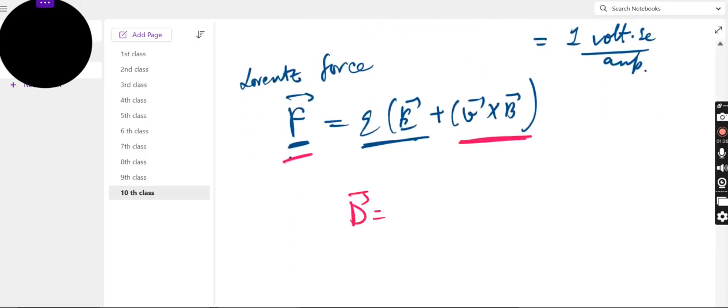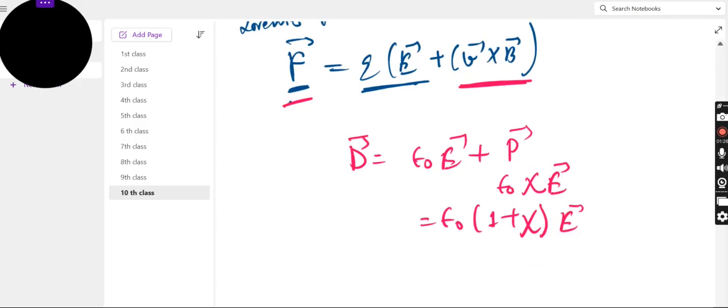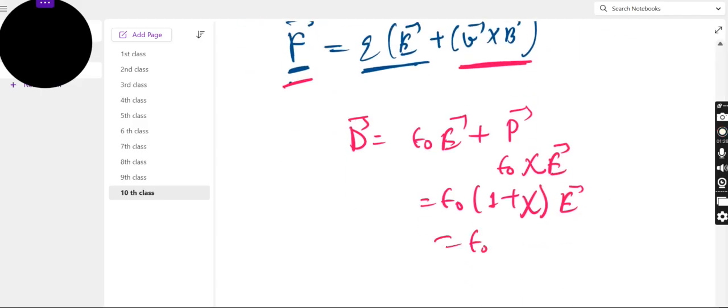So D is basically epsilon naught E plus P. That P is epsilon naught chi E. So basically it is epsilon naught times 1 plus chi, times E. That epsilon naught times 1 plus chi is written as epsilon. Okay, similarly we can write M as chi m H. Oh, always remember these are all linear.